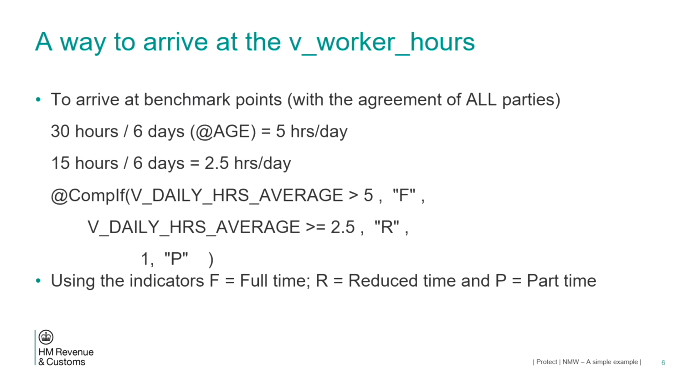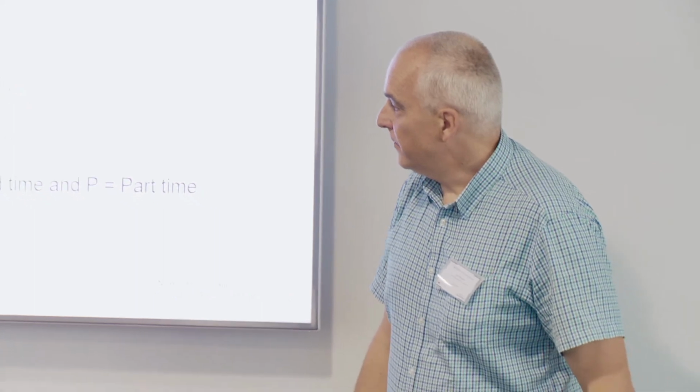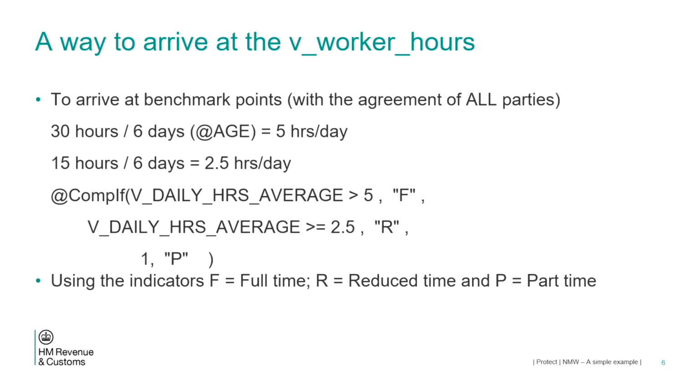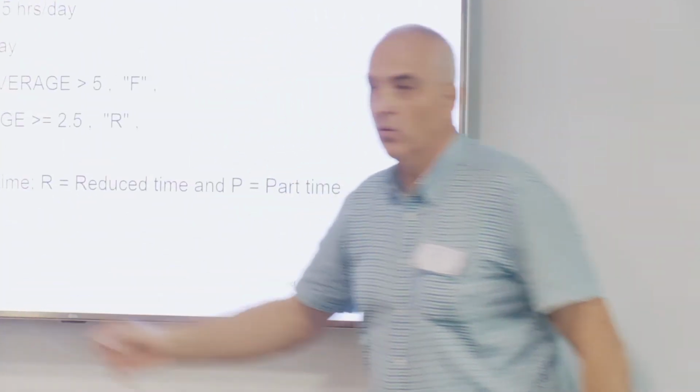Okay, so you can see here, if it's over 5, it's an F. If it's greater than or equal to 2.5, it's an R. Now R I've just called reduced time. Doesn't matter what it is. I don't care what the description is as long as I've identified what it is. And P I've called part-timers. So compound if, the default one is any other scenario, take a P. So I don't have to put less than, I can just use that. Happy?